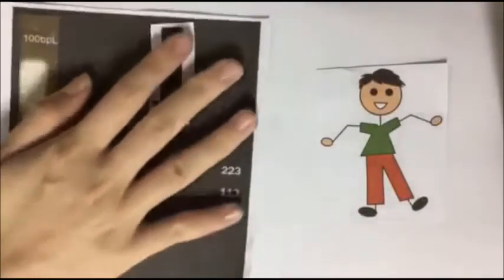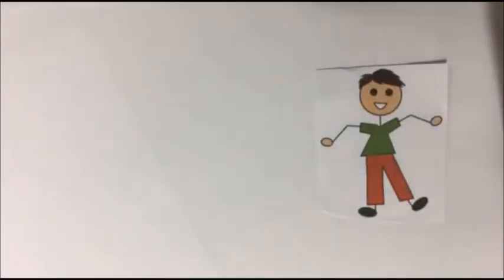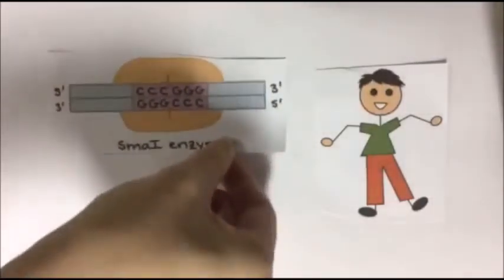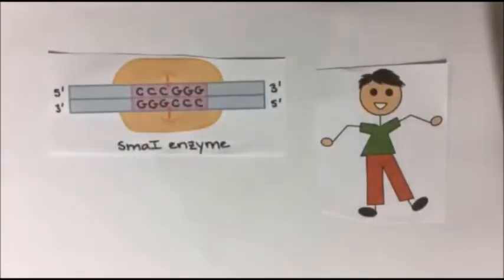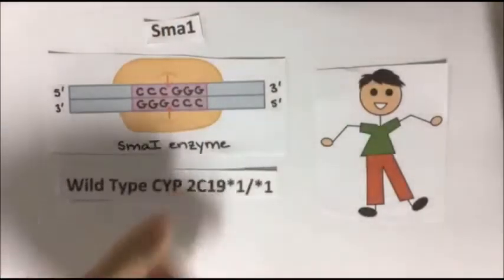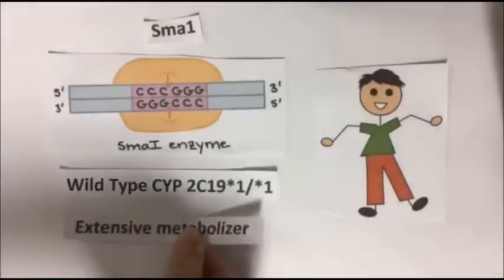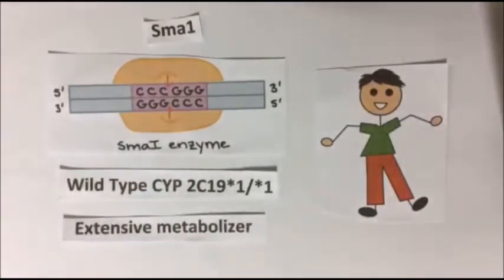However, because of the close proximity of these two bands, you may only see one big band as shown here. This shows that the enzyme is able to cut through its recognition site and suggests that Ben is a wild type for CYP2C19, thus an extensive metabolizer.